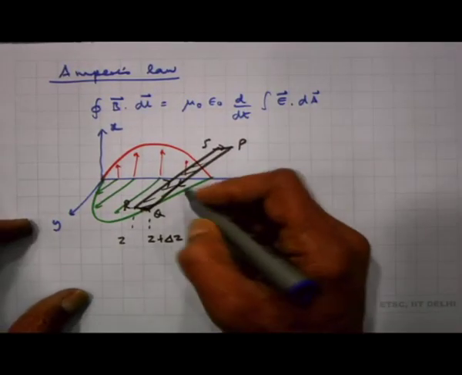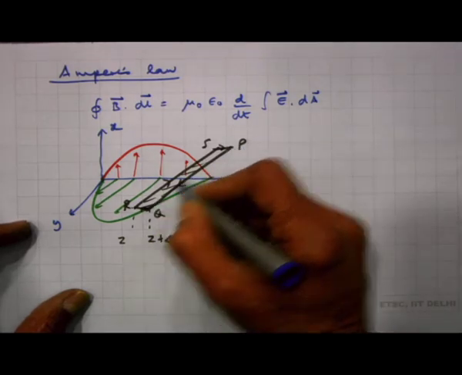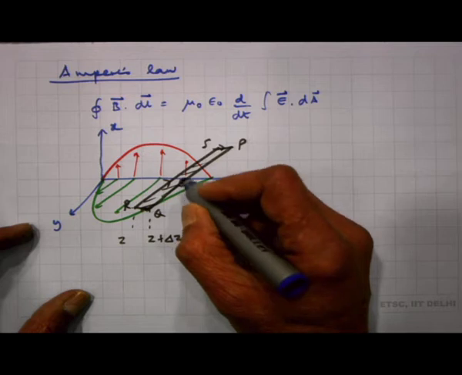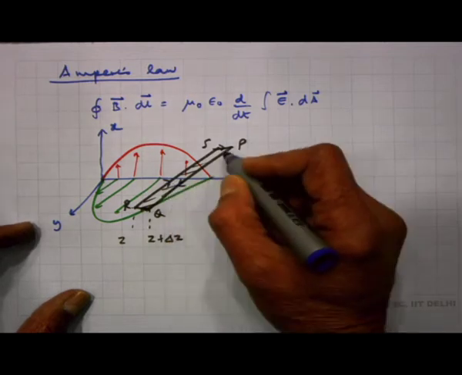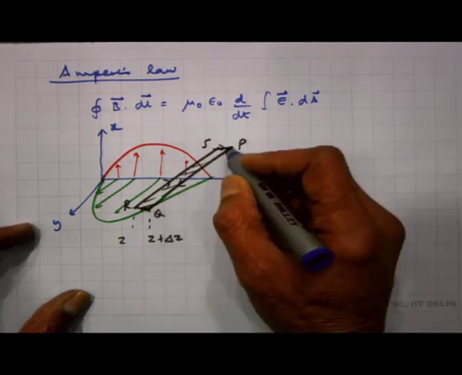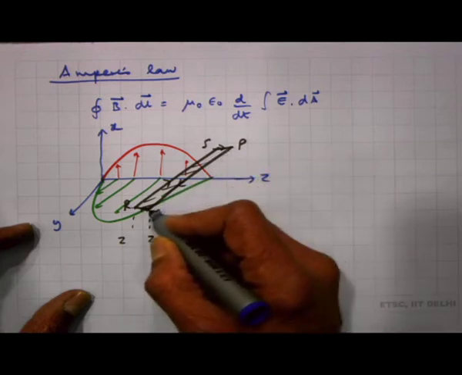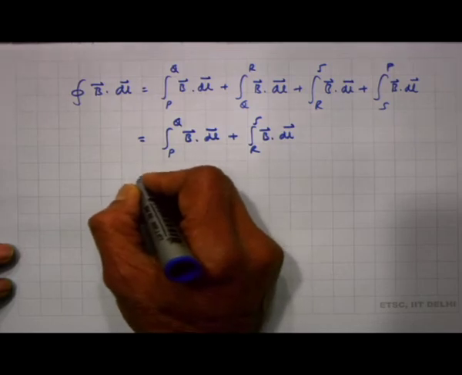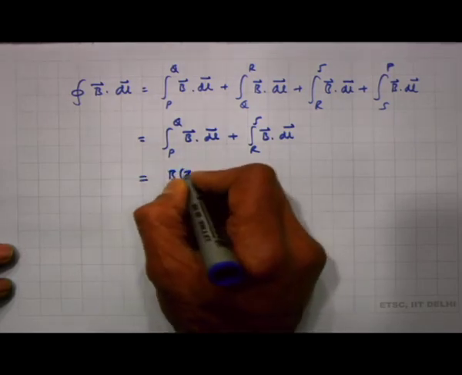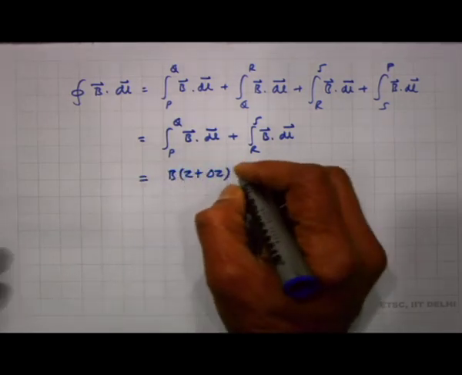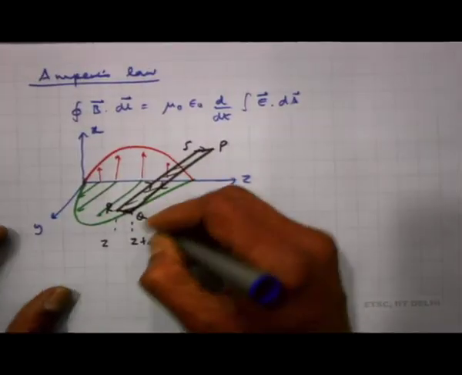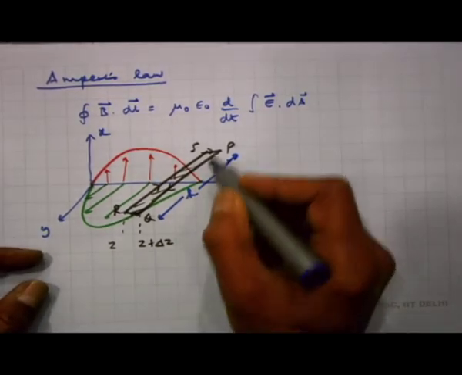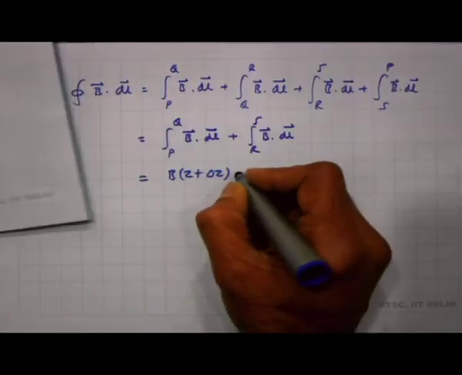Now, at this plane, on this line, the magnetic field is calculated at z plus delta z. Here the magnetic field is at z. The direction of the magnetic field is along the path of integration, so B dot dl is B dl. Similarly, here I can calculate B dot dl. So, I will get this is equal to B at z plus delta z into, again I will assume that this distance is h as before. So, B at z plus delta z into h.